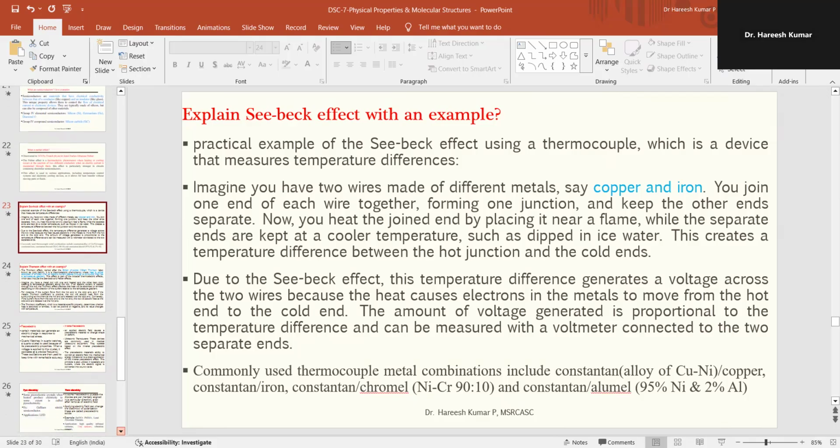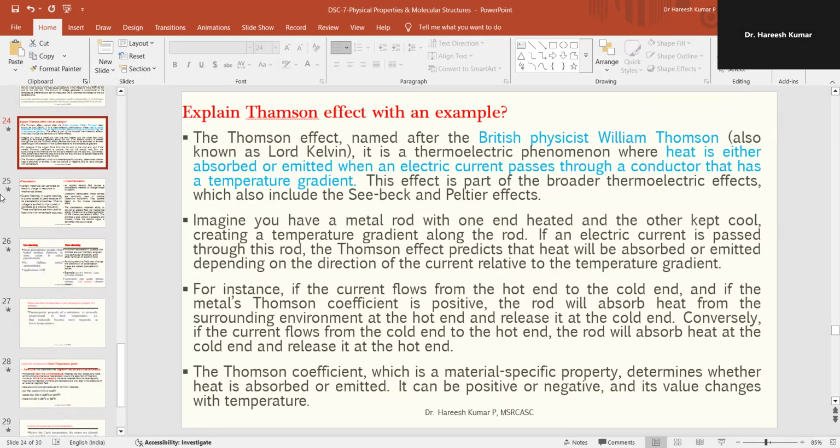Then I will take one more question. So that is, explain the Thomson effect with an example. The Thomson effect, named after the British physicist William Thomson, is a thermoelectric phenomenon where heat is either absorbed or emitted when an electric current passes through a conductor that has a temperature gradient. This effect is a part of the broader thermoelectric effect, which also includes the Seebeck and Peltier effects.